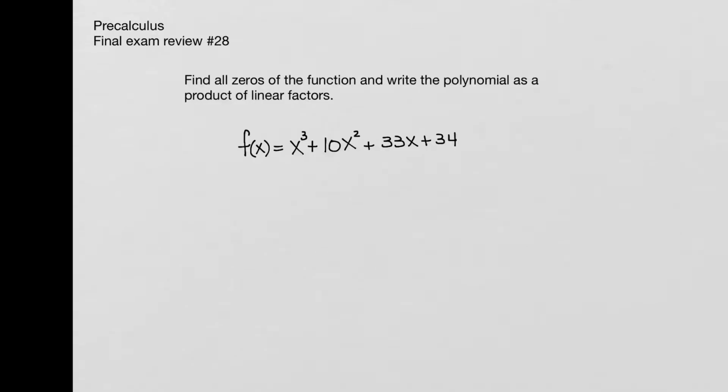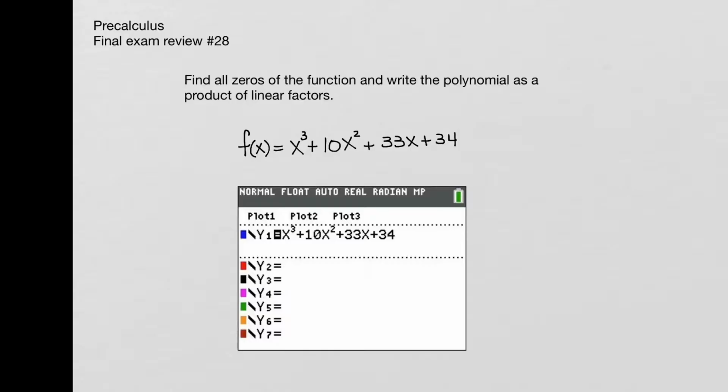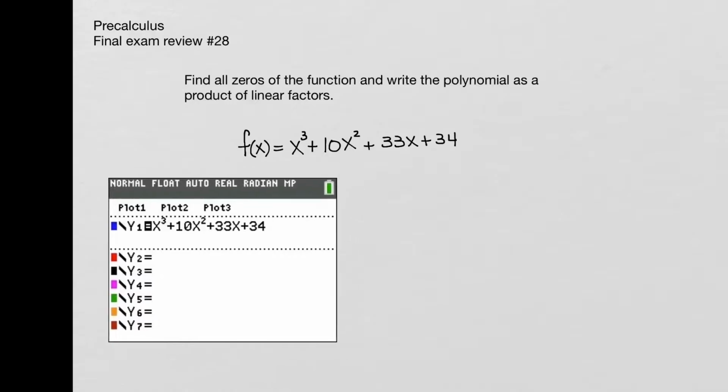For this problem, we want to find the zeros of the function, and a quick way of finding our zeros, or at least one zero, is to put the function into your calculator. So I'm going to do that in the y equals screen, and you can see that here. I have x cubed plus 10x squared plus 33x plus 34. So I've got that in y equals.